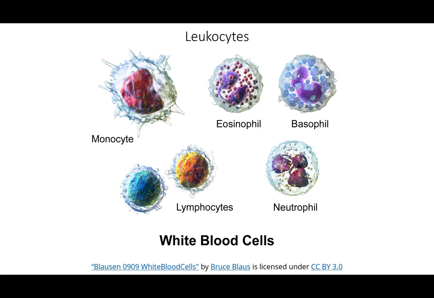Higher numbers with parasitic worms, but they can also help to a certain extent with bacteria and viruses as well. And then basophils are our next one. These are the least common type of white blood cell, usually making up less than 1% of the overall count. And so these are going to be slightly smaller than the eosinophils and neutrophils, not dramatically though.